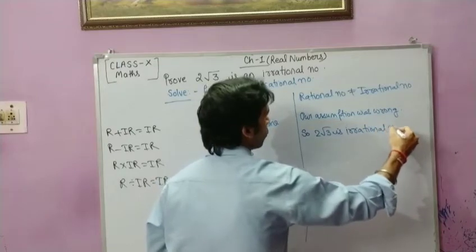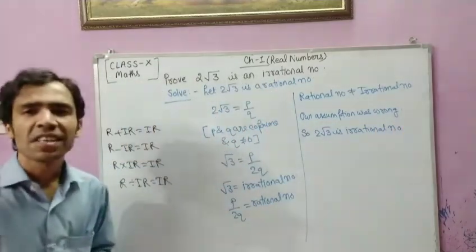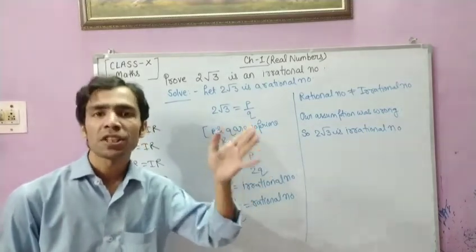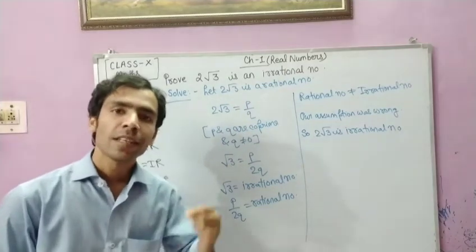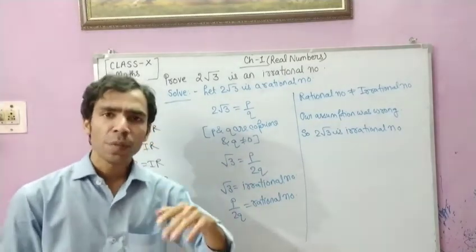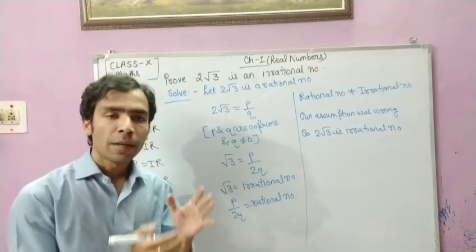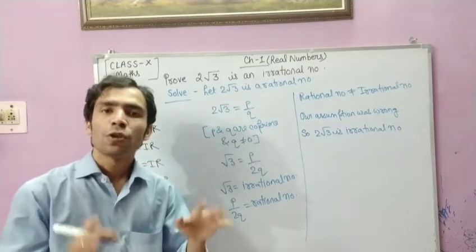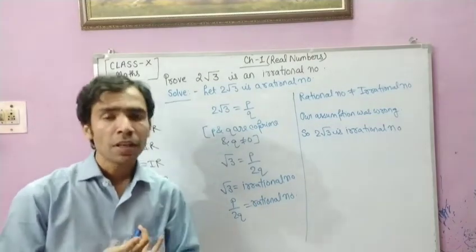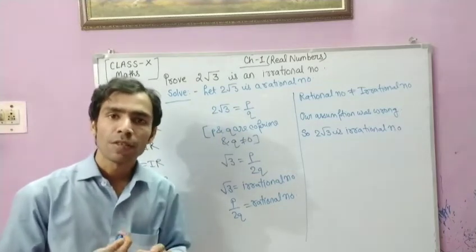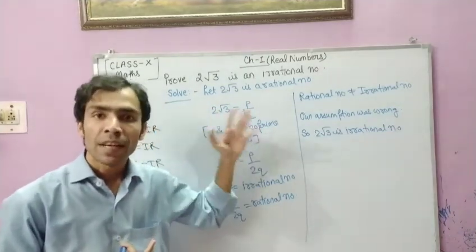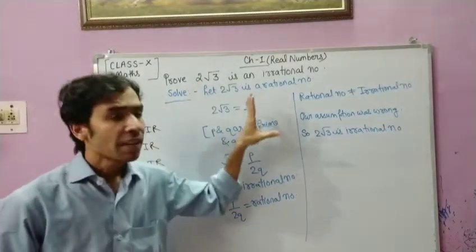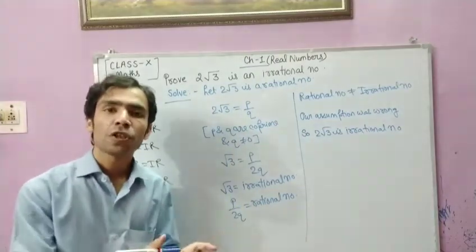So whenever a combination of rational and irrational comes in your exam and you need to prove it irrational, you will assume it rational. You will keep one side as rational and the other side as irrational. We all know that rational and irrational cannot be equal. It means whatever we assumed was wrong. So if we assumed rational, it will be irrational. This is how we can solve this type of question where the combination of rational and irrational comes.